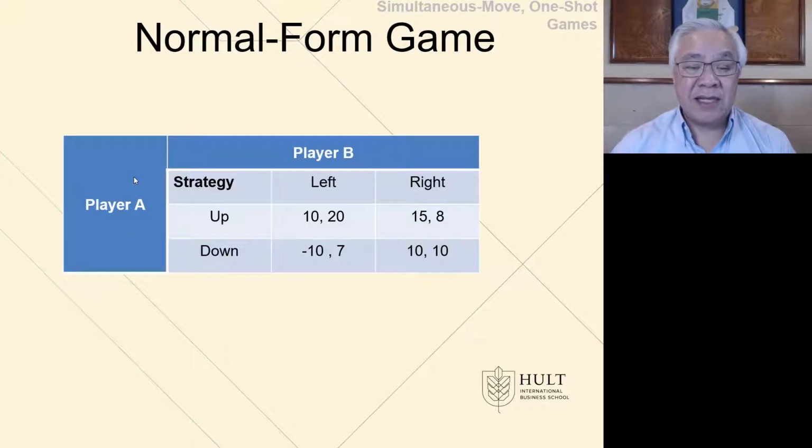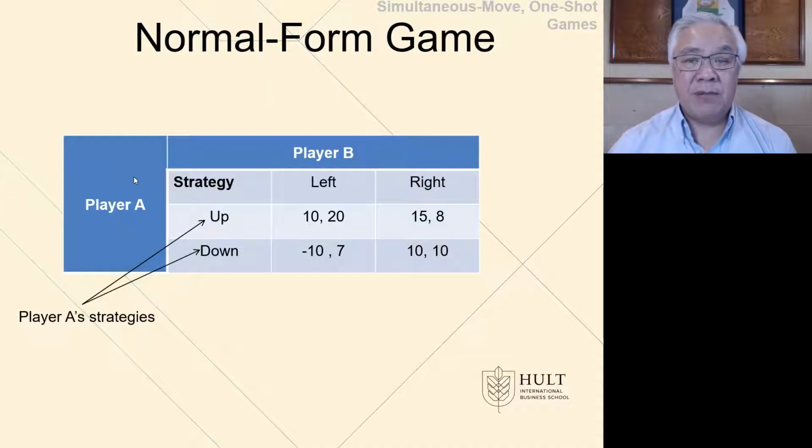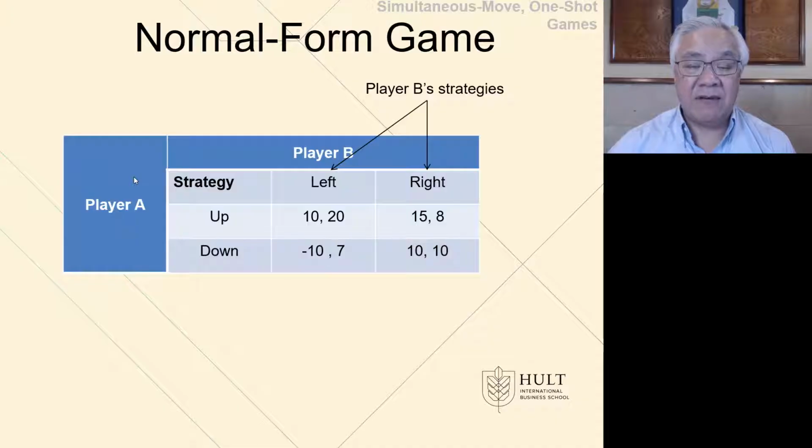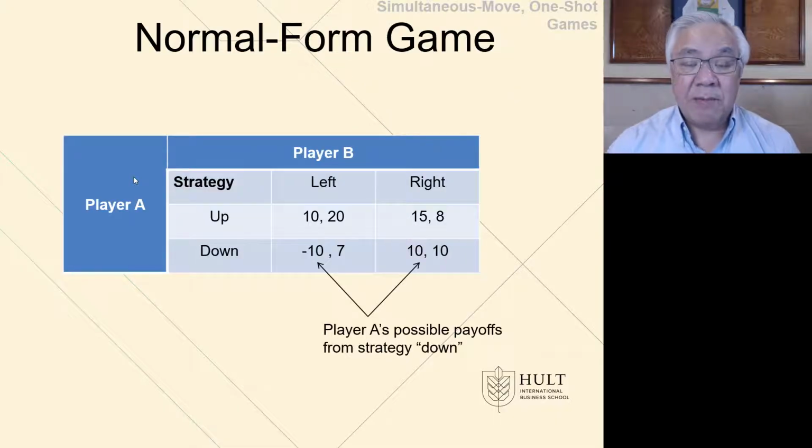Normal form game looks like this. We have two players, A and B. We have strategies that can be employed by the respective players. In this case, A may choose to go up or down, and B may choose to go left or right. Then there are payoffs. Within each box, there are two numbers. The first number corresponds to what A would get if that was the outcome, and the second is what B would get if this is the outcome.